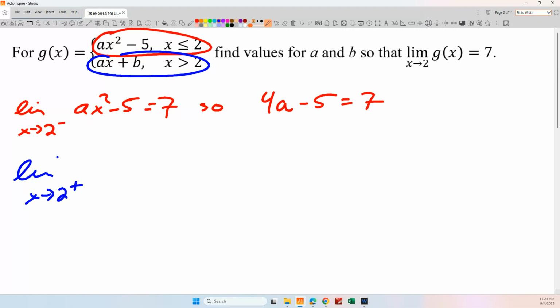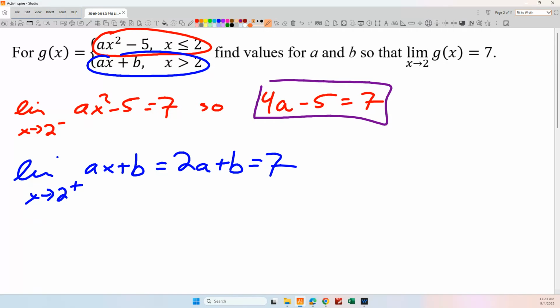Limit of g of x as x approaches 2 from the right is the limit of ax plus b, which equals 2a plus b, which has to equal 7. So now I've got those two equations, right, in two unknowns. So I can solve this. I can solve this linear system. Make sense?